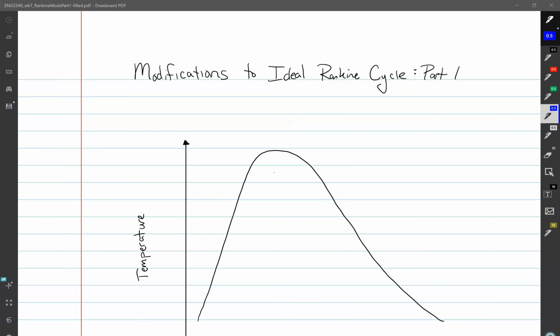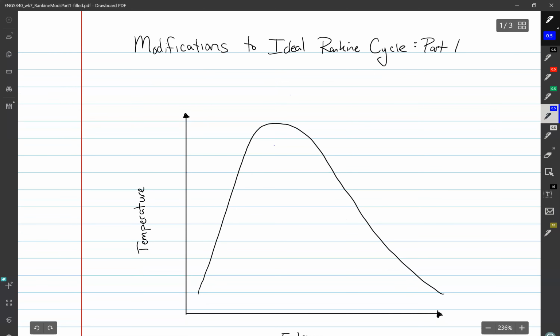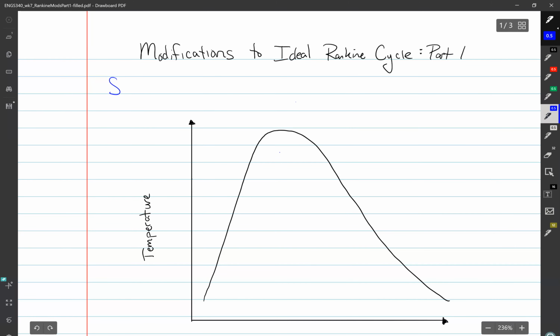Welcome. In the next few videos, we're going to talk about some modifications to the ideal Rankine cycle, which make it closer to what is actually run in real power plants, like the James Turk plant that we talked about in class. So the first modification we're going to talk about is a subcooled condenser outlet.